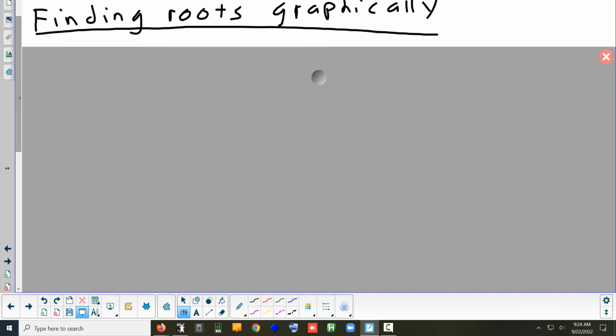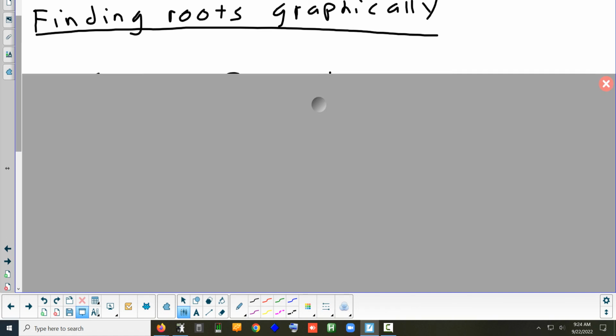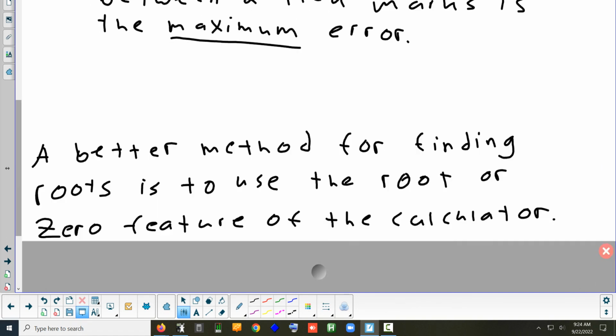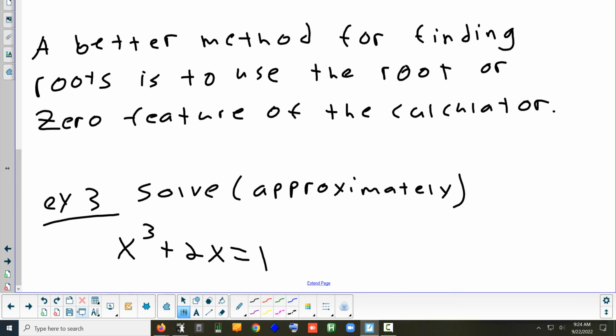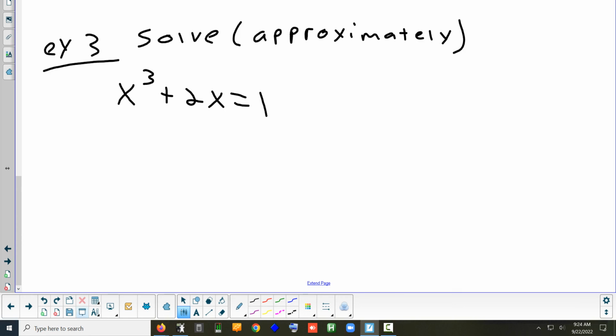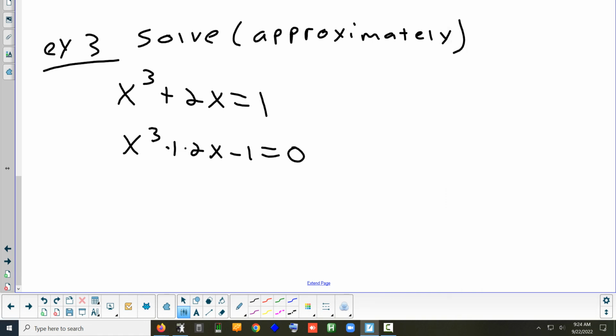So what we just did was an example of finding a root graphically. Okay, I'm going to skip this because you don't even have to write this part because we already did it. Let's try one more of those. Again, it says approximate. So first thing I want to do is get it equal to 0. And now I'll solve it. Sorry, it should be a plus sign.